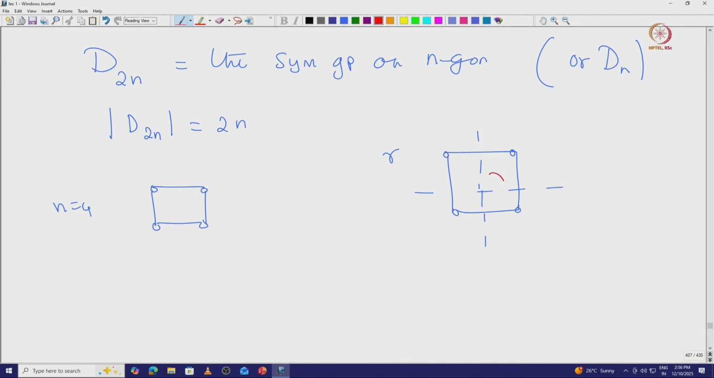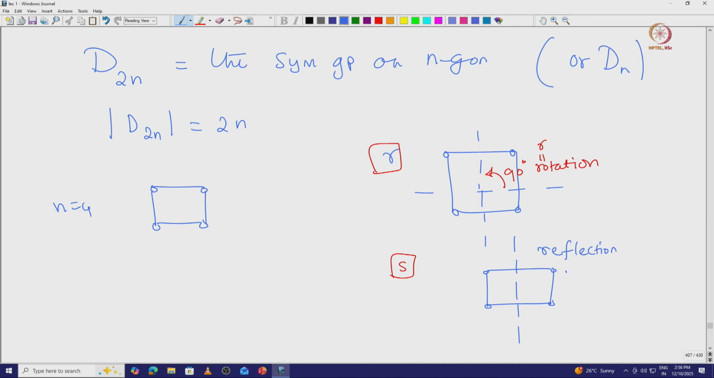The rotation is about a 90 degree rotation. So, that is your R, and what is S? We take this and then reflect with respect to the y axis. So, just reflection with respect to the y axis. That is my S.